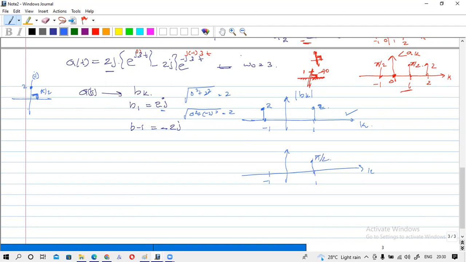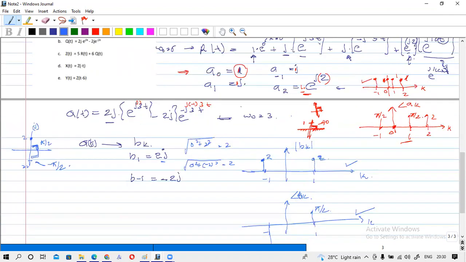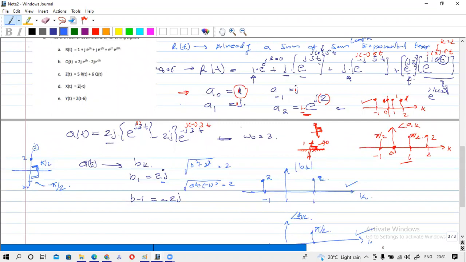And for this one it is minus 2j in this way, so the phase is here. It is in the minus direction, so this phase is minus π/2. And this is the phase of b_k. This is the magnitude plot and this is the phase plot. So you can easily draw the magnitude plot and phase plot if you are asked, but here it is not asked. Only we need these coefficients.